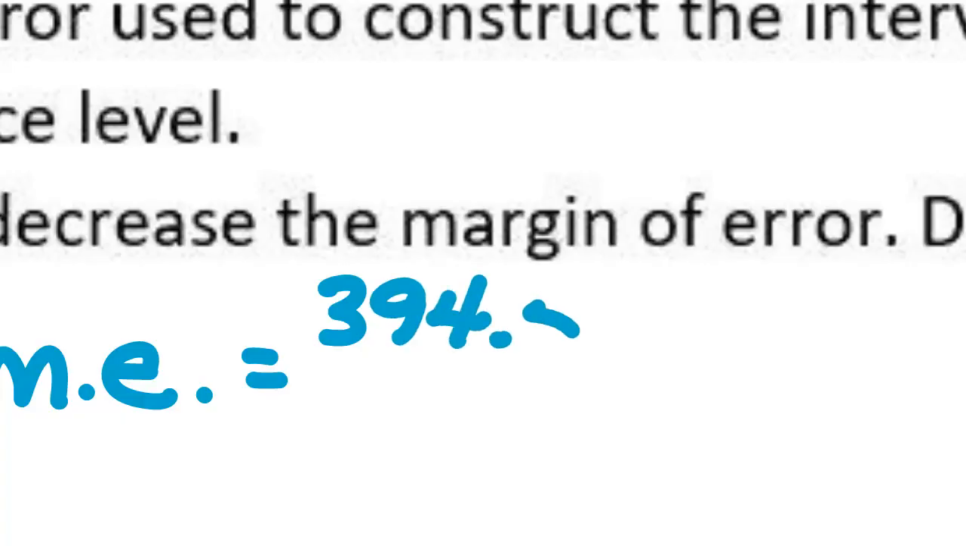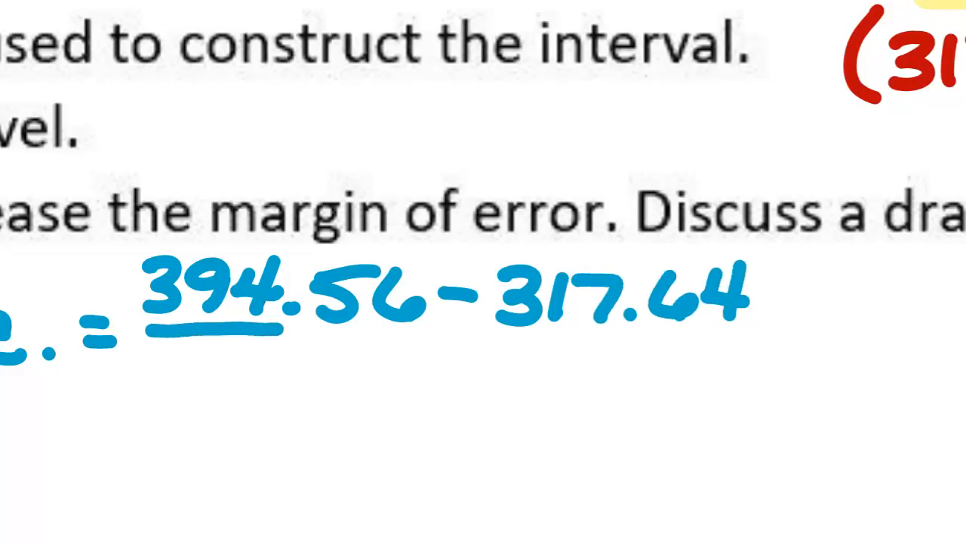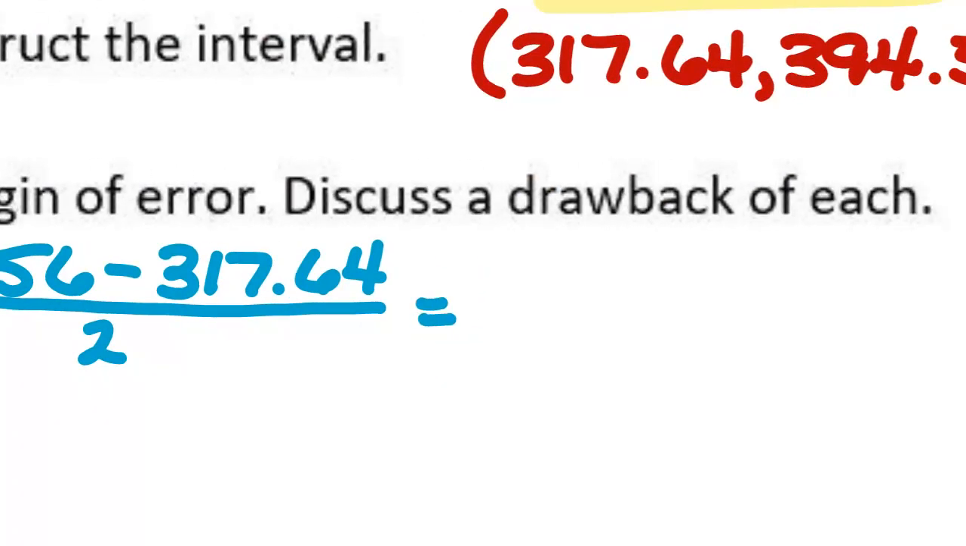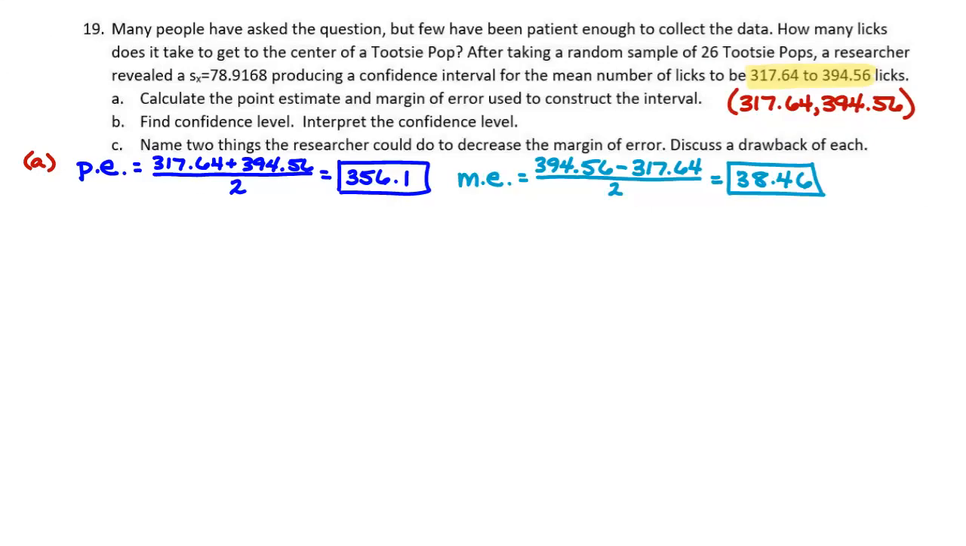394.56 minus 317.64, cut in half, which gives us 38.46. So there's part A. That much make sense? Cool. Let's go look at part B then.